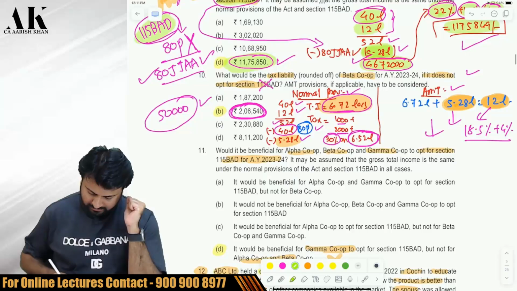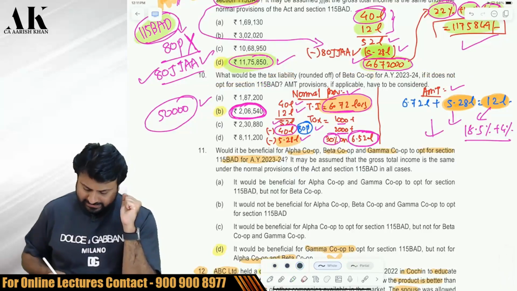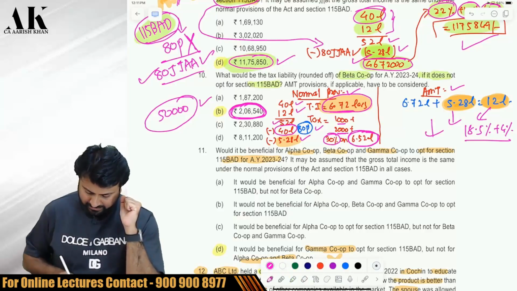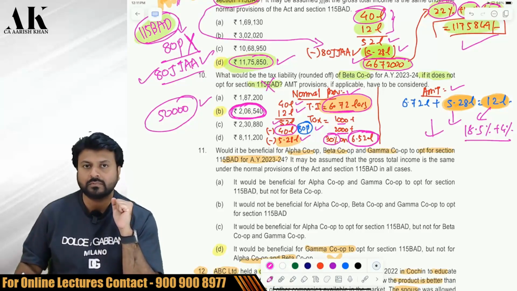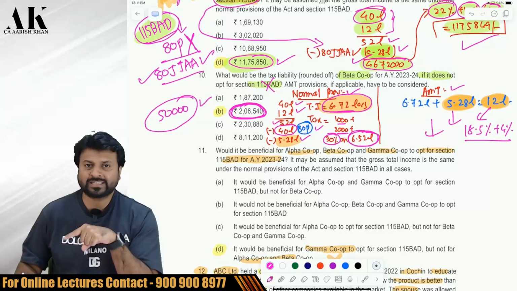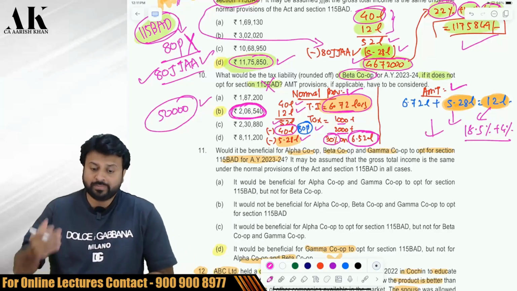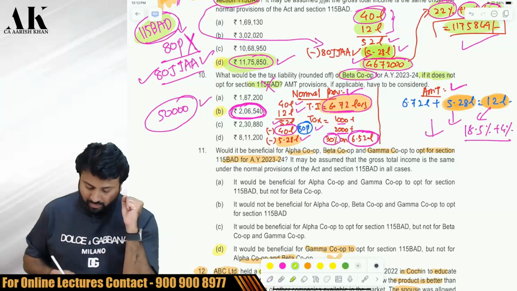Now, next question is what? Pay attention. What would be the tax liability of Beta if it does not opt for 115 BAD? If it does not opt for 115 BAD, we are supposed to do two calculations. Because if you are not following the alternative tax regime under 115 BAD, then you have to follow normal provision and AMT also, because Beta is claiming 80 JJAA. Therefore, Beta will be liable for normal as well as AMT.